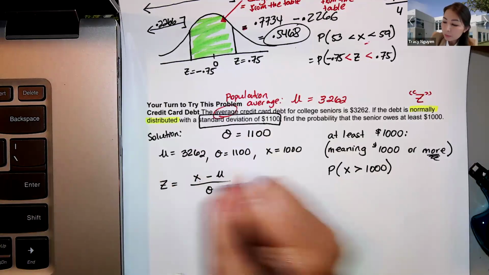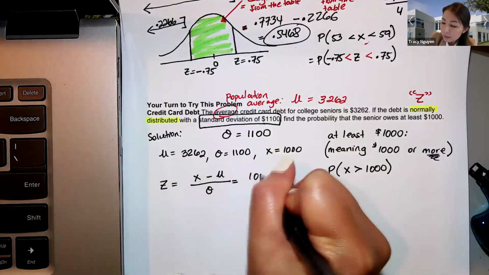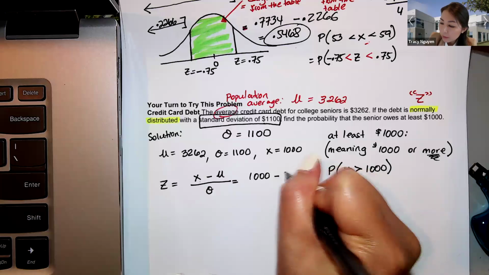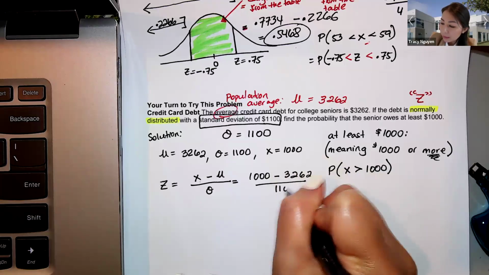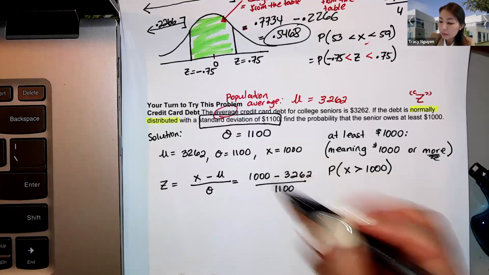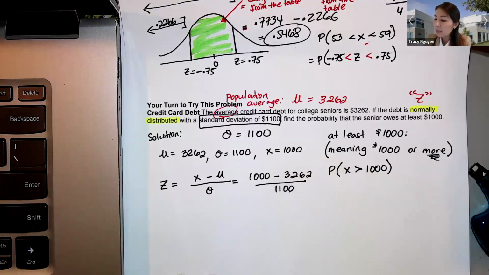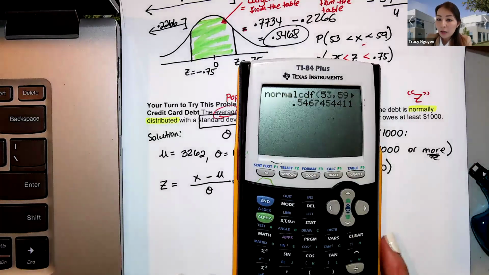Z equals X minus mu over sigma. Knowing X is 1,000, mu of 3,262, divided by sigma of 1,100. So this is 1,000, this is 1,100, okay? How to key it in on our calculator: I'm going to do open parentheses, X of 1,000 minus 3,262, close it, divide it by the sigma of 1,100.